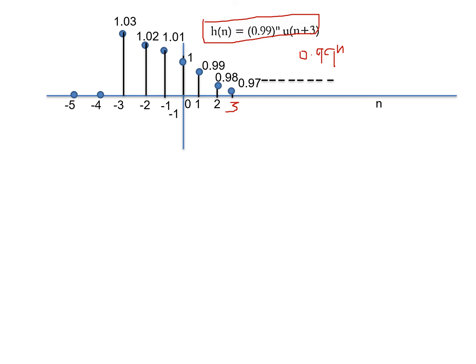Now before that, it is 0 because it is u of n plus 3. When you multiply by u of n plus 3, all these values become 0. It starts at minus 3. Now what can you tell about the causality?